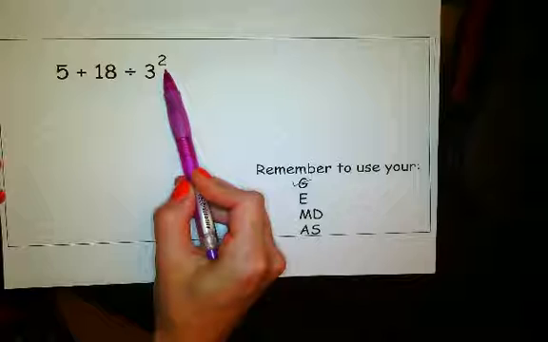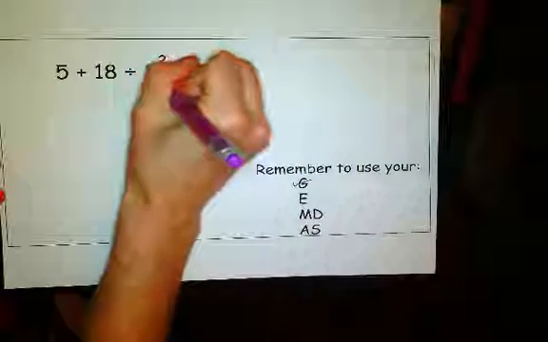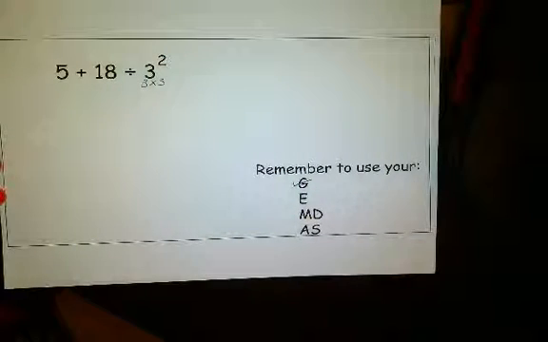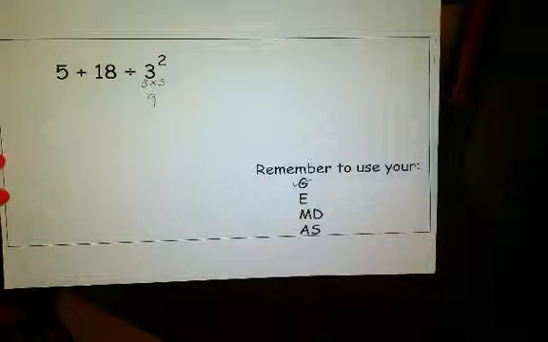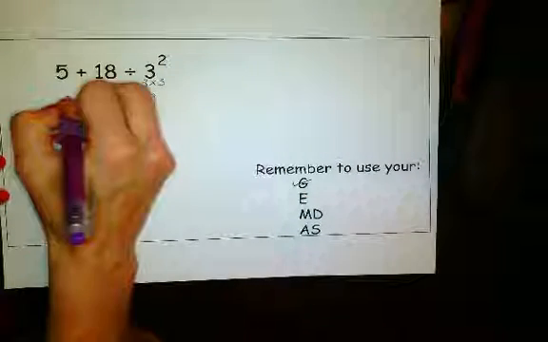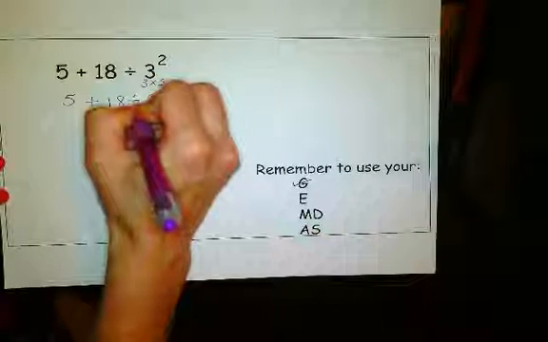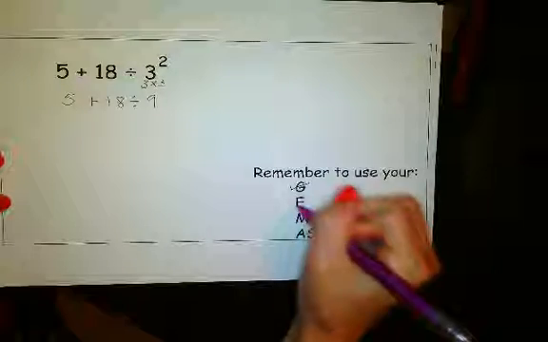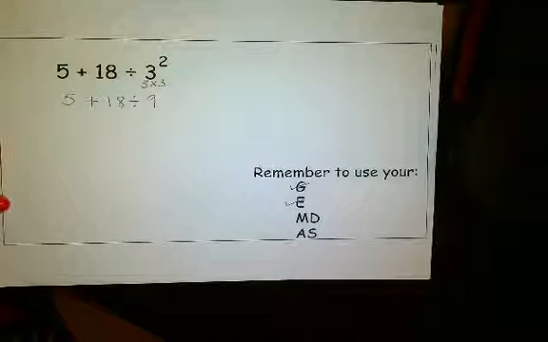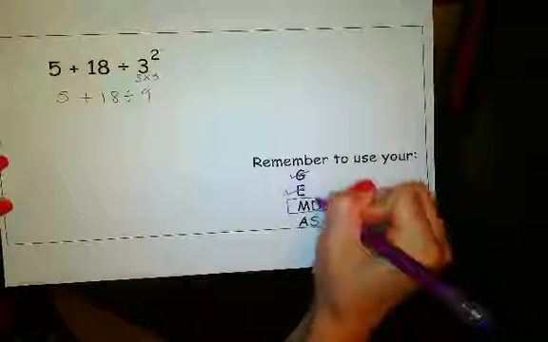Now when I work 3 squared, I want to remember that this really means 3 times 3. And 3 times 3 is 9. And I want to go ahead and write everything else down in the problem exactly like I see it. So I have 5 plus 18 divided by 9. And I don't see any more exponents in that problem, so I'm going to go ahead and check off my exponent. Now we come to our multiplication and division step.